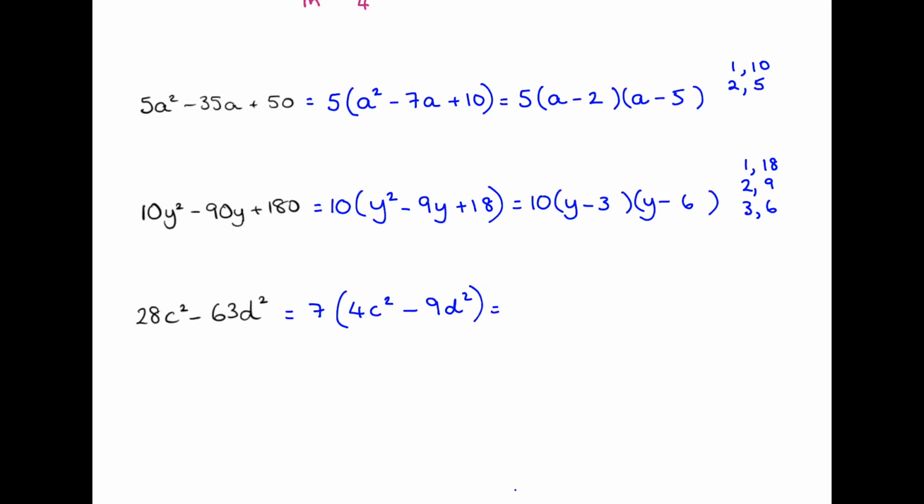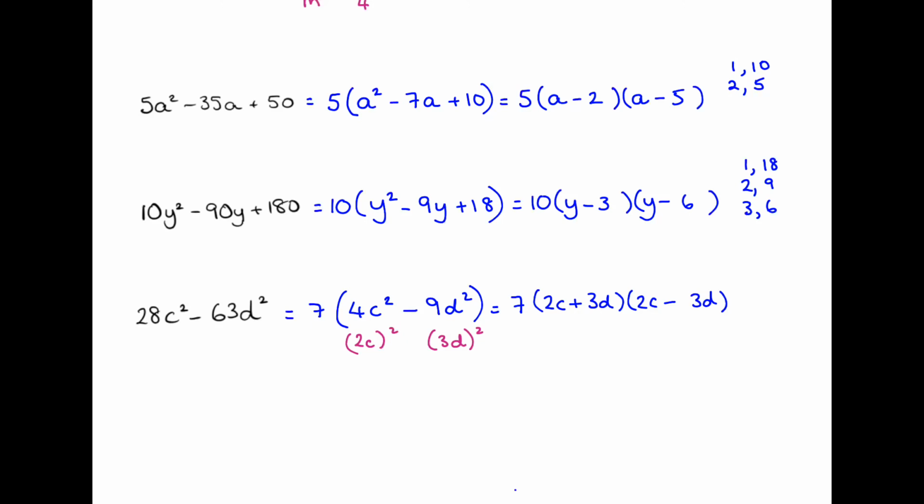So now we have a look at what we've got in the bracket, and we can see that this is a difference of 2 squares, that this is 2c squared, and that's 3d squared. So our 2 brackets are going to have 2c in the front of both, and 3d in the back of both, and you need 1 plus and 1 minus. So that's that one fully factorised.